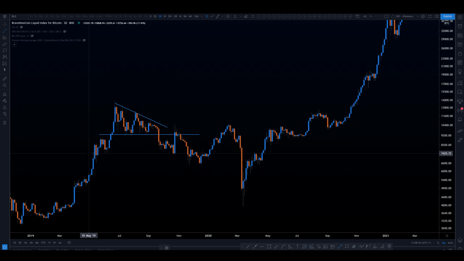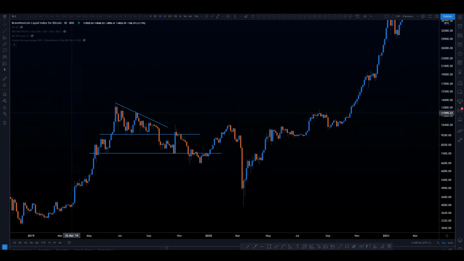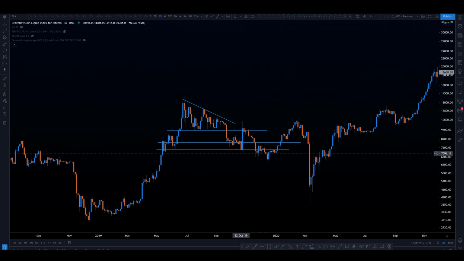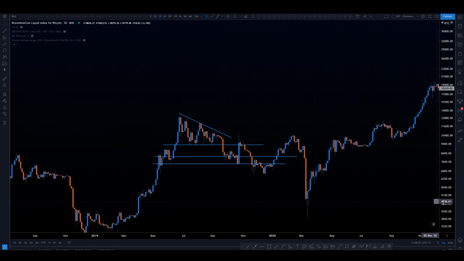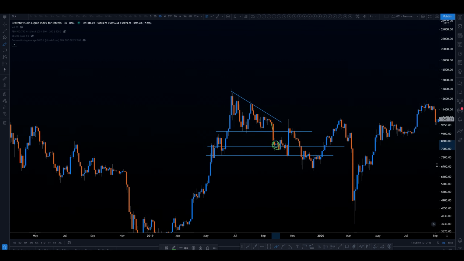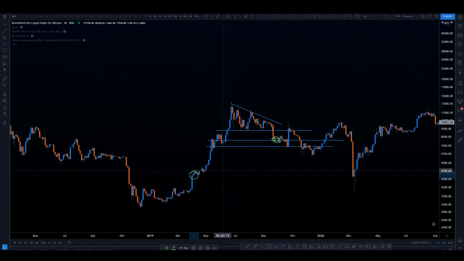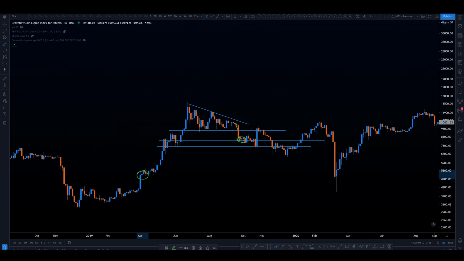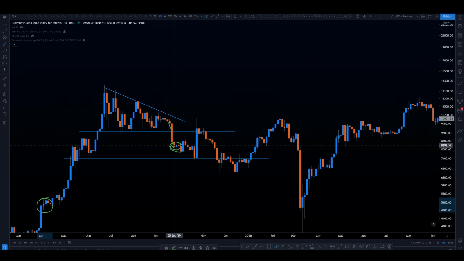Next support area here. These are the next two big support levels, and as you can see, we have a breakdown. And this is the exact same thing that happened below down here. Price found its way through the support, closed below.